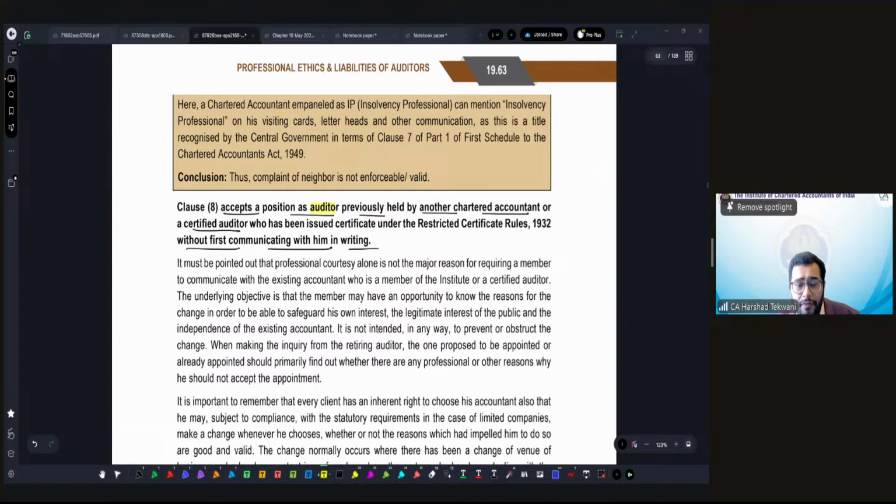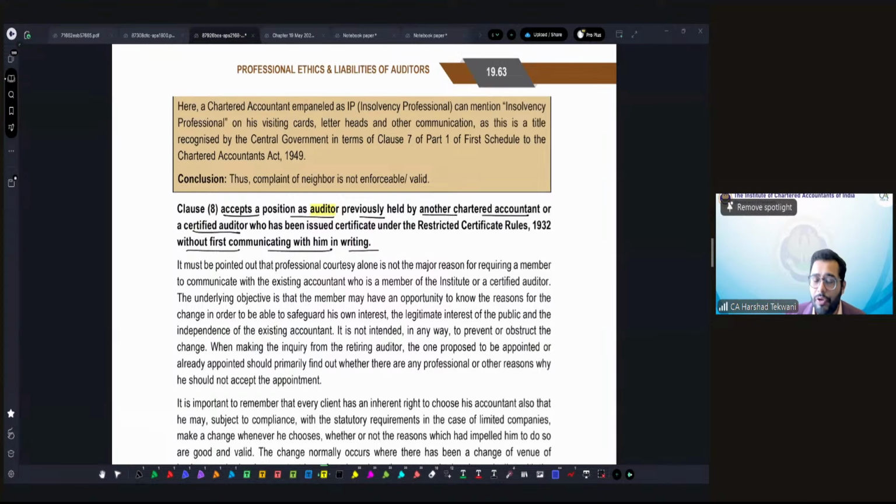Communication in case of a person who is not a chartered accountant: it is recommendatory but not mandatory. But as of now, yes, it is a healthy practice you should follow. Here the term used is another chartered accountant. What if the auditor was not a chartered accountant or a certified auditor? In that case, it is recommended, not mandatory, but yes, it's a healthy practice to communicate.